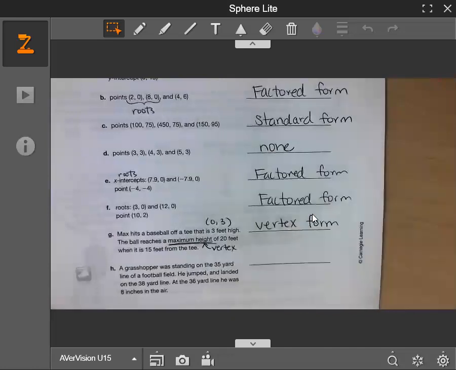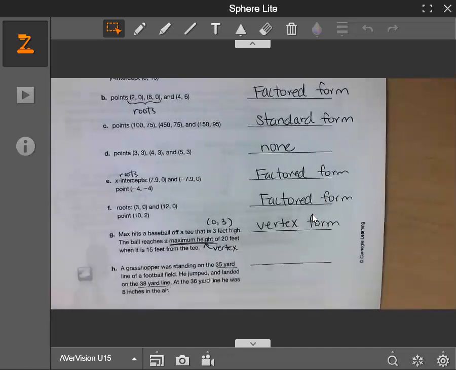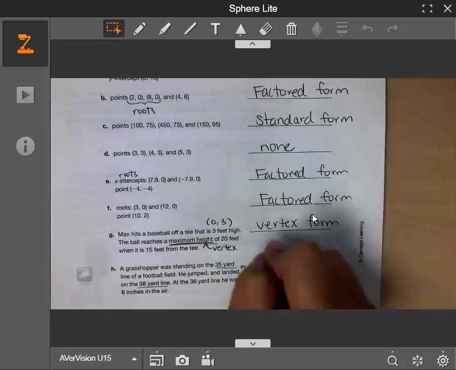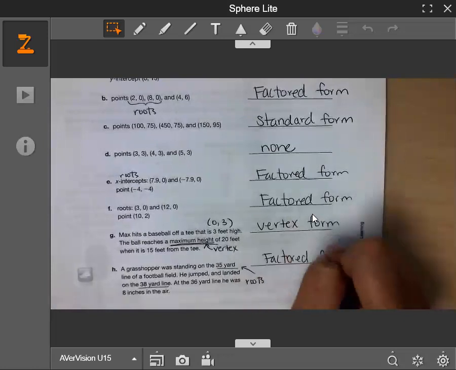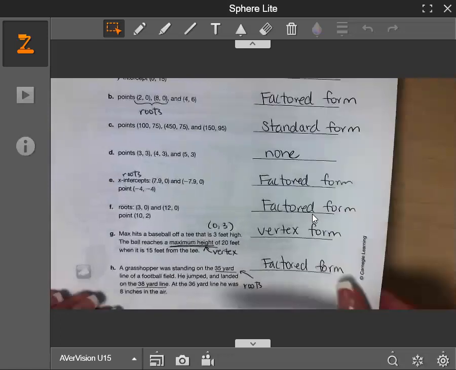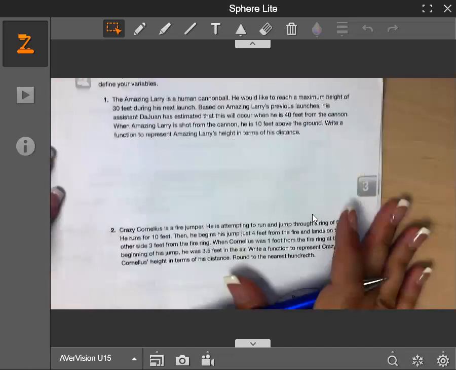All right, so for the last one, it says a grasshopper was standing on the 35-yard line of a football field. He jumped and landed on the 38-yard line. At the 36-yard line, he was 8 inches in the air. So if he was on the ground when he jumped, at the 35-yard and the 38, they have given us the roots. And when they give us the roots, the factored form is the best one to write it in, because we do have another point there to find the a value. All right, we're going to go a little bit deeper with that on our word problems in the back here.